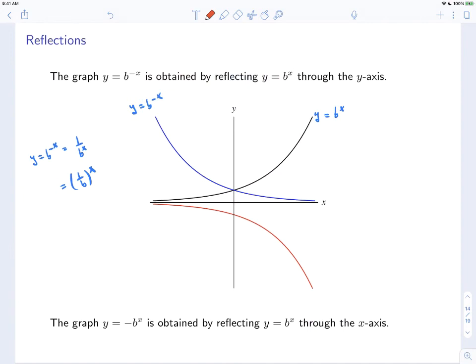On the other hand, if you put the minus sign in front of the b, then you end up with y equals minus b to the x. And in this case, you're reflecting through the x-axis. y equals b to the x is always positive, so if you put a negative in front of that, you get something which is always negative.